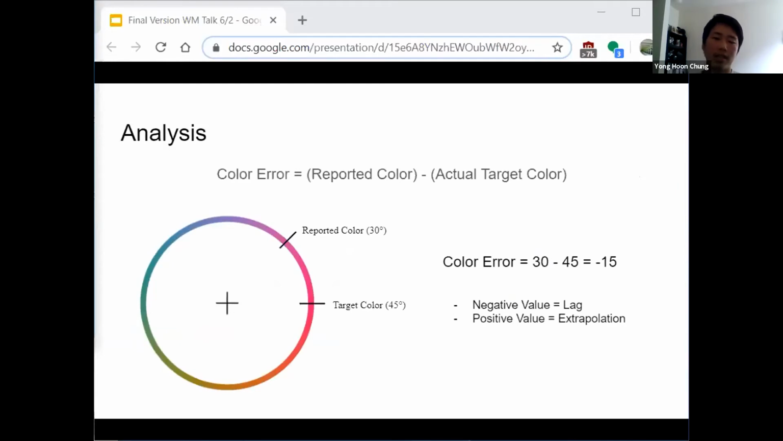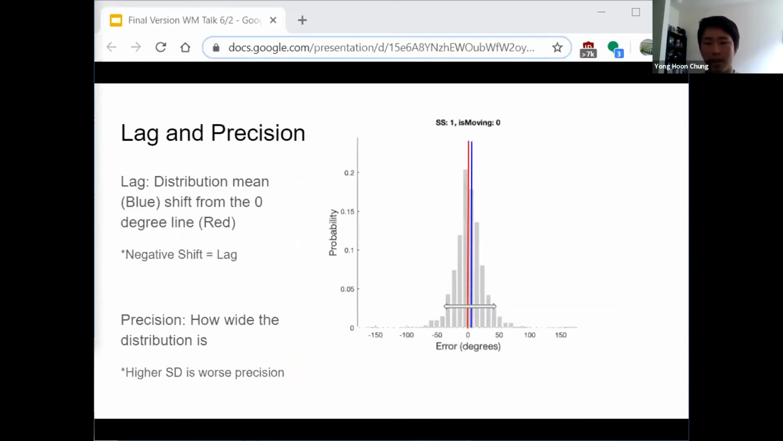For the analysis, the color error was calculated by subtracting the actual target color from the reported color. So if the target color was 45 and participants reported 30 degrees, the color error would be negative 15. This means that a negative value for the color error indicates lag, or participants reported somewhere in the past, and a positive value could possibly indicate some sort of future extrapolation. And this is the data.